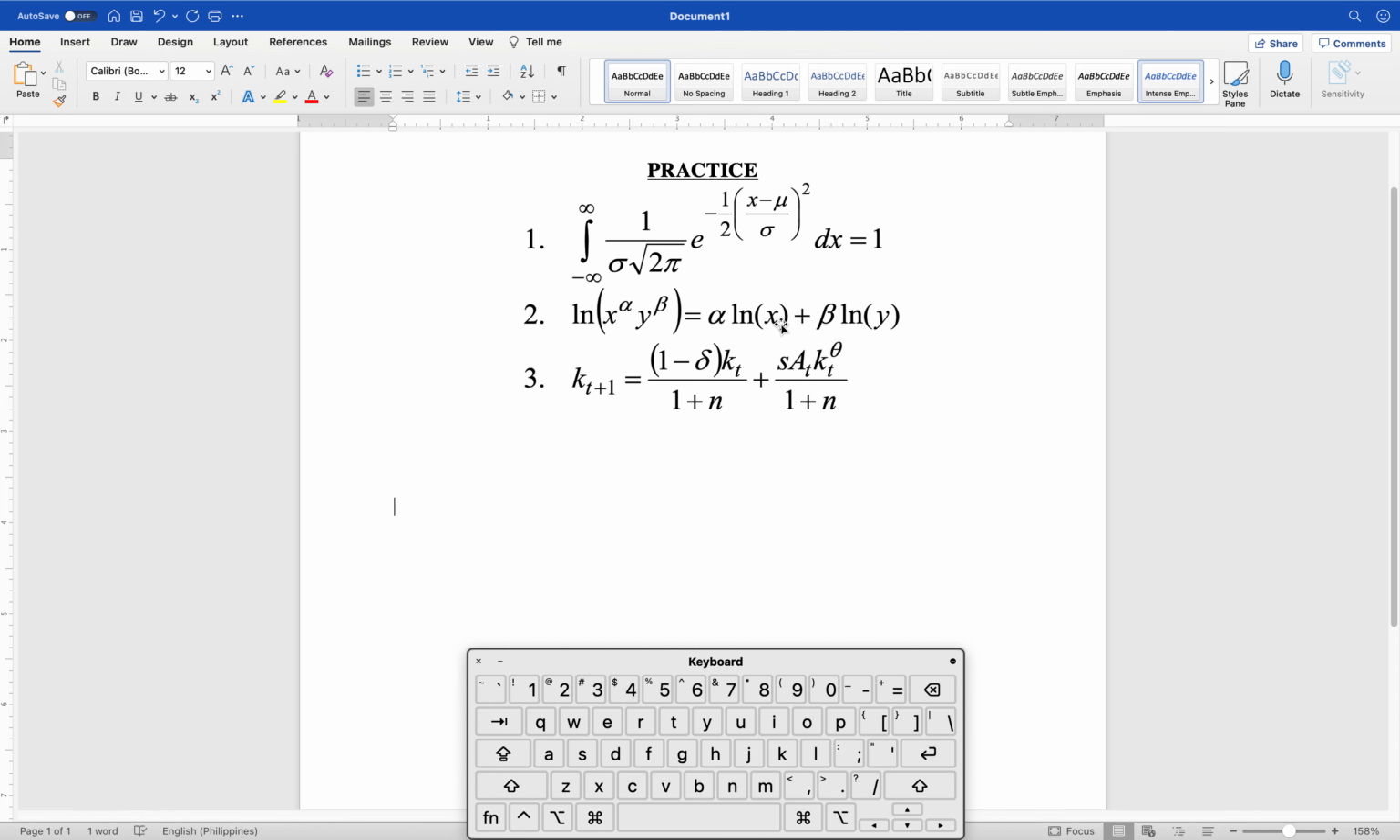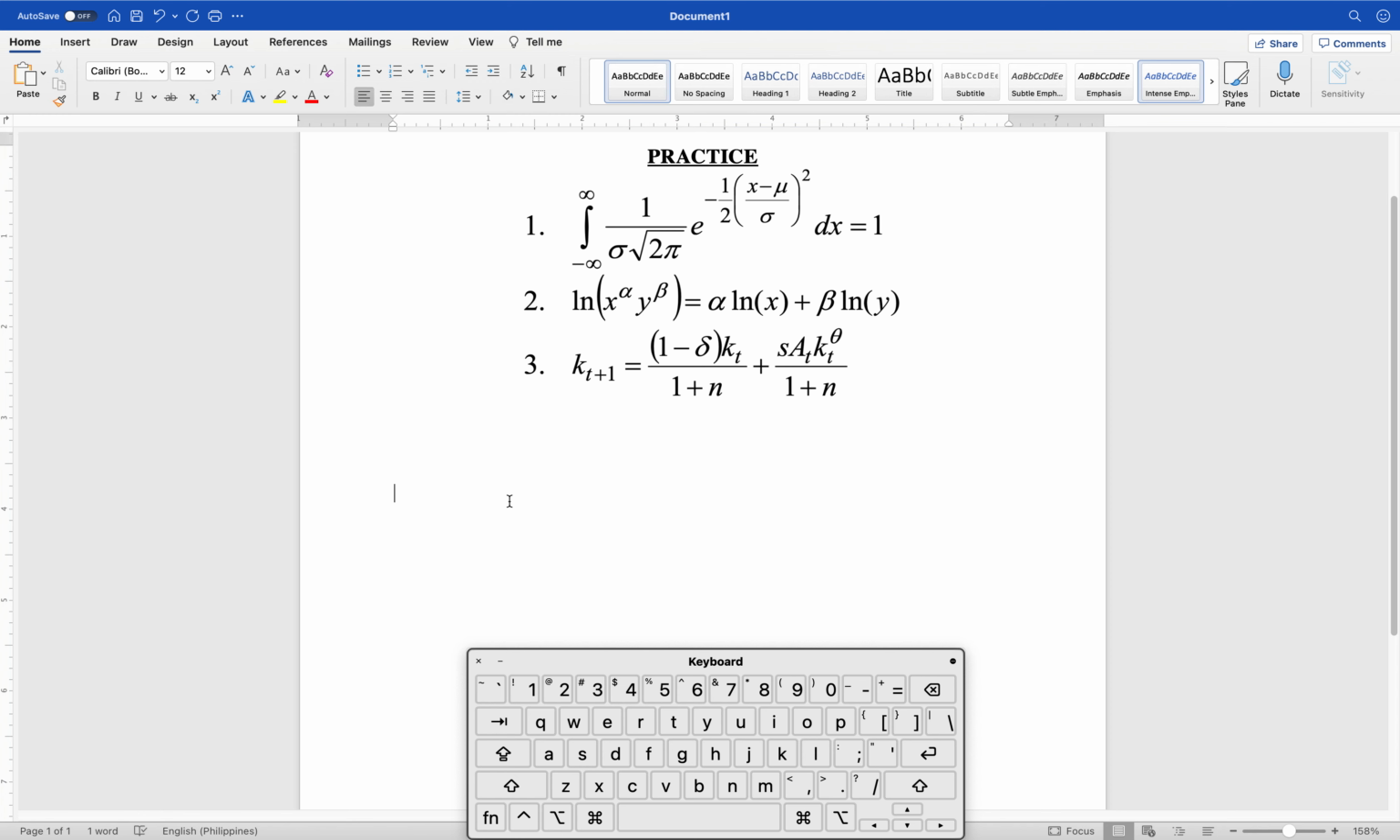Okay, so obviously the first equation there is the normal distribution, or the equation of the normal distribution. The other two I'm not familiar with, but I'm pretty sure they're big equations there. So let's do the practice.